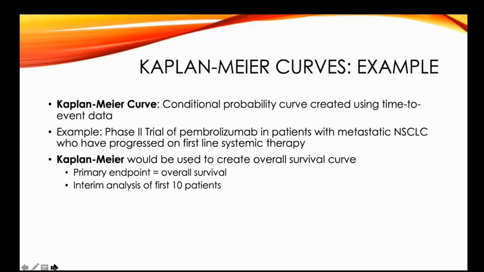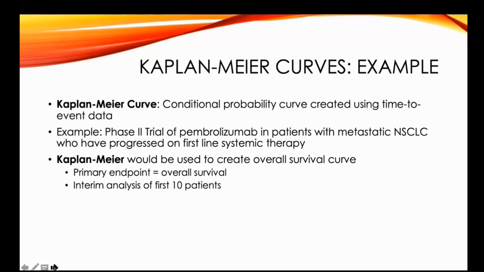So a Kaplan-Meier curve is a conditional probability curve created using time to event data. And I think it would be very nice to use an example. The example that I'm going to start with is a phase 2 trial of pembrolizumab in patients with metastatic non-small cell lung cancer who have progressed on first-line systemic therapy. I'm going to use an artificial data set, and we're going to expand on that to go through the different types of survival analyses. For this phase 2 trial, a Kaplan-Meier would be used to create an overall survival curve.